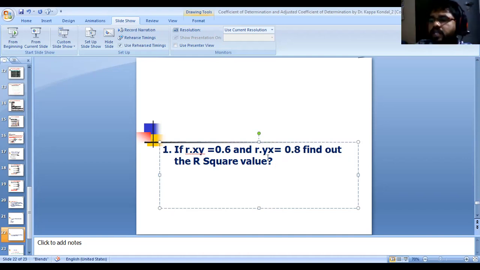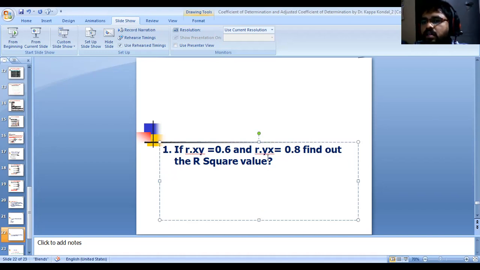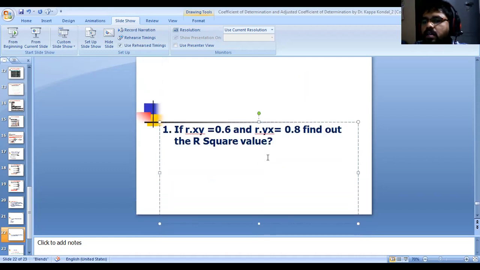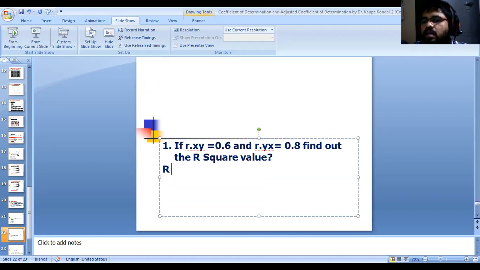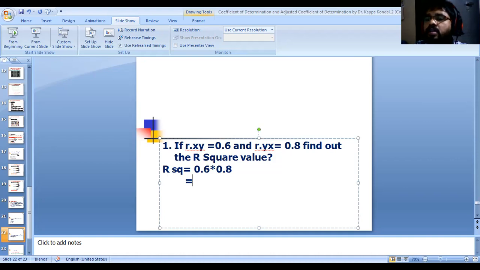As I told you, R square is equal to R into R. That is, RXY into RYX, that is 0.6 into 0.8. Then the answer is 6 into 8, how much? 0.48. Nothing but 48% of the variation. So this kind of question will be asked in the UGC NET and SET, and further PG entrance of the central universities also, they will ask questions like this.